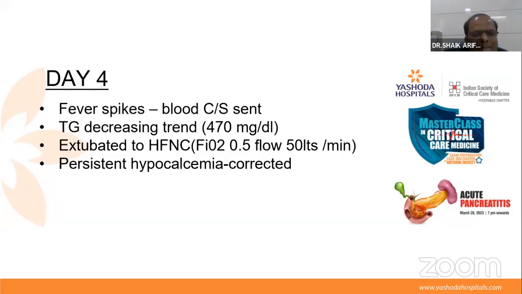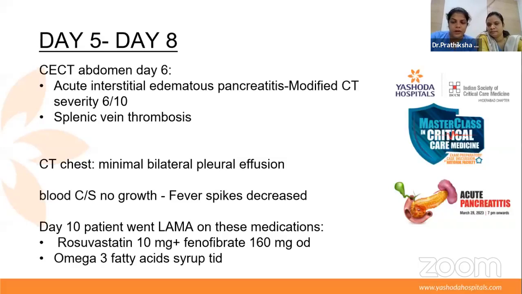Day 5 to day 8, we did a CECT abdomen because there were fever spikes. It showed acute interstitial edematous pancreatitis with CT severity score of 6/10 with splenic vein thrombosis. CT chest showed minimal bilateral pleural effusion, but blood culture showed no growth. Fever spikes had also decreased. We shifted the patient out of the ICU. On day 10, the patient went LAMA with the following medications: rosuvastatin, fenofibrate, and omega-3 fatty acids.